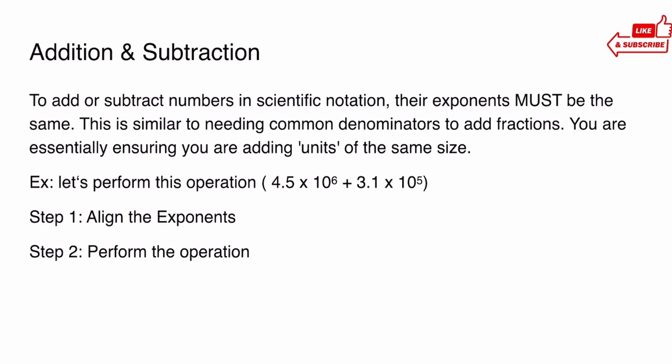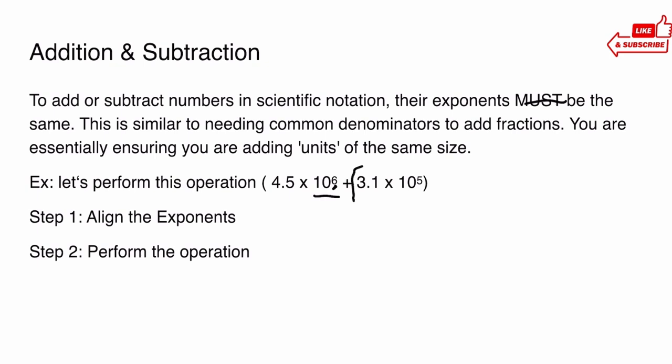Alright, so now we move on to addition and subtraction. To add or subtract numbers in scientific notation, their exponents must be the same. This is similar to, for example, needing common denominators to add fractions. So, for example, let's perform this operation, 4.5 times 10 to the 6 plus 3.1 times 10 to the 5. What we're going to do is choose the larger exponent to be our target. In this case, that is 6 right here.